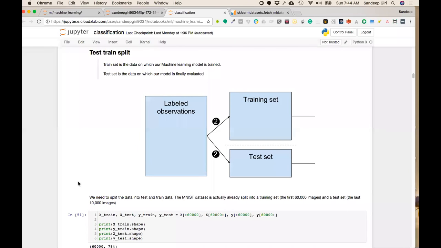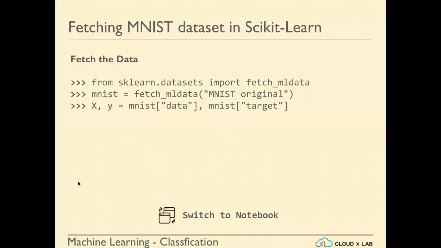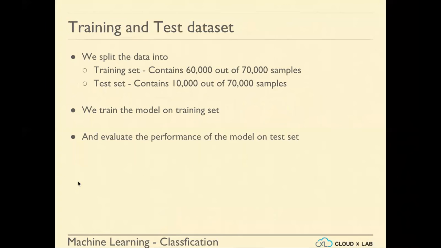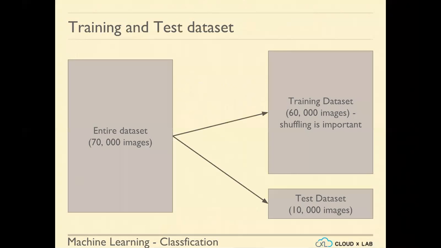Great. So the next thing we are going to do is break down the data into two parts, test and training. We are going to split the data into a training set and a testing set, and then train the model on the training set and evaluate the performance of the model on the test set. The entire data set has 70,000 images. For the training set, we are going to pick 60,000 images and the test set will be 10,000.